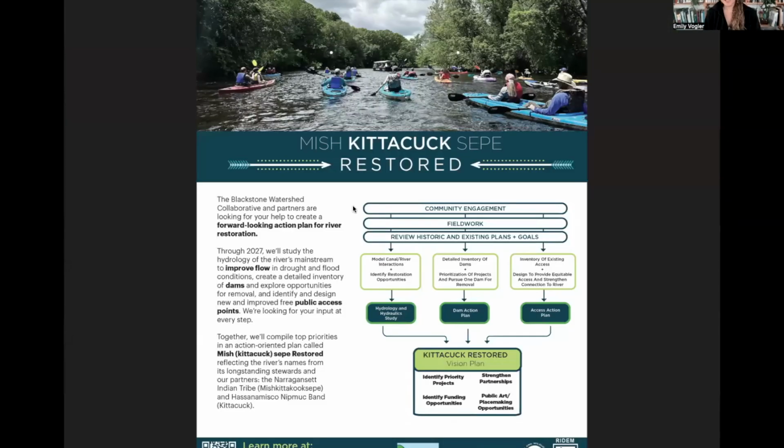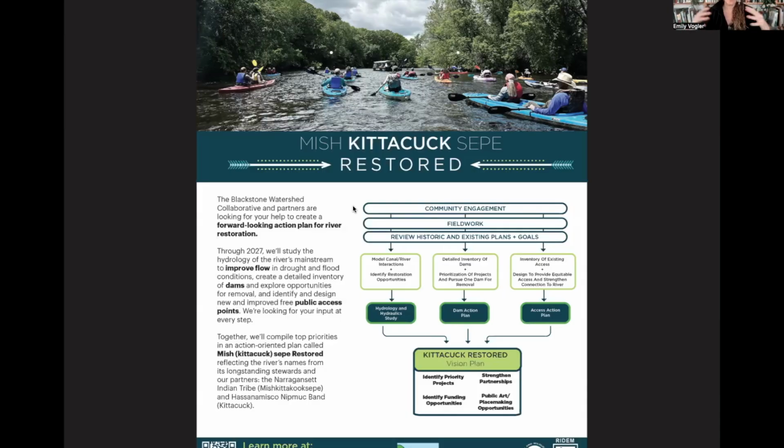It's called Mishkitikuk Sepe Restored. And we're also working, I think Horsley Witten's here as well, on a vision plan for the whole main stem of the Blackstone River. And what's really exciting about it is that we're able to think in this holistic way about all the dams along the main stem, but also access, and also doing the H&H study alongside in order to understand where and how we can improve the health of the river, and where and how we can also improve people's access to the river.